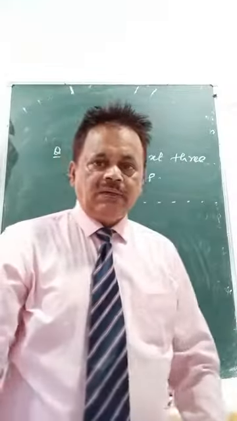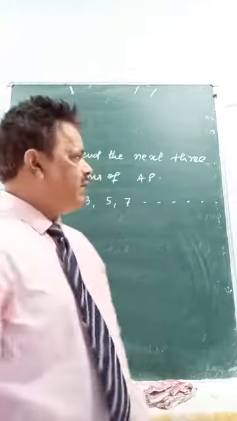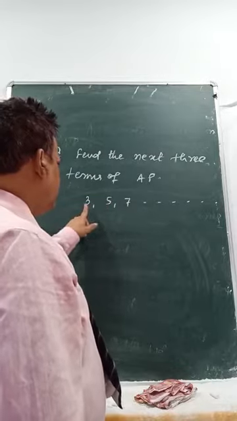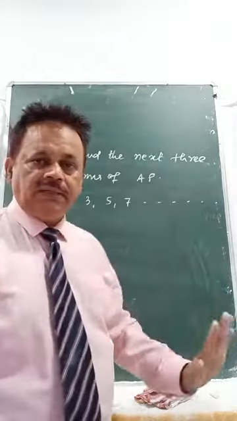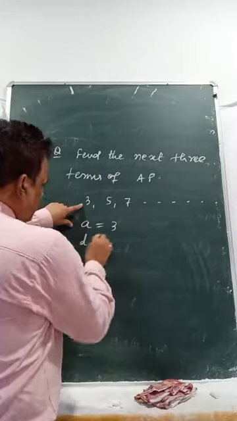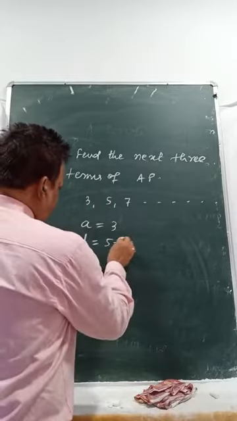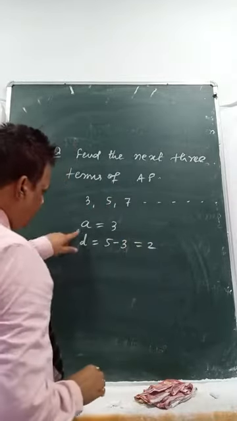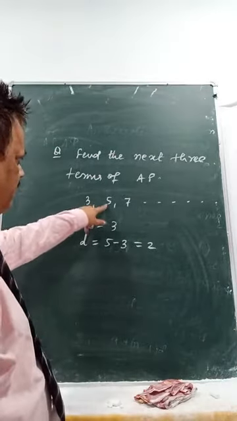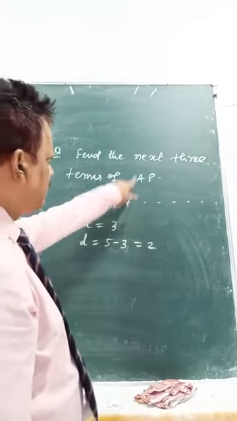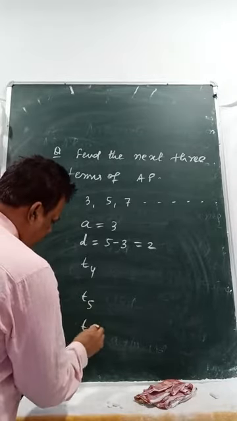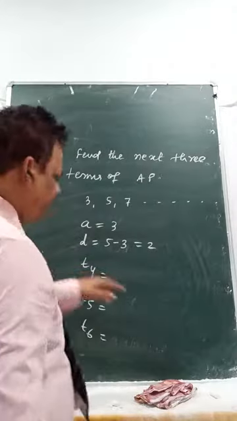Okay. So whenever a question on AP comes, we have to understand here that we have to find out what is A, what is D. First, A is your first term, that is 3. D is difference, 5 minus 3, that is 2. Once you get A and D, you can find the next. This is T1, first term, T2, T3. Next 3 terms means you want to find T4, T5, T6. That is what you want to find out.